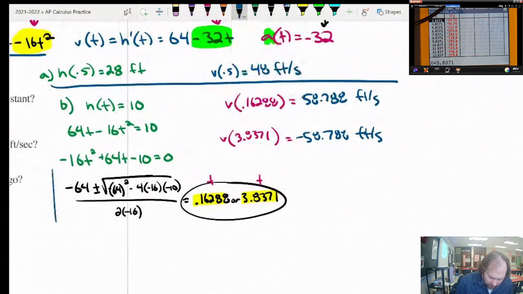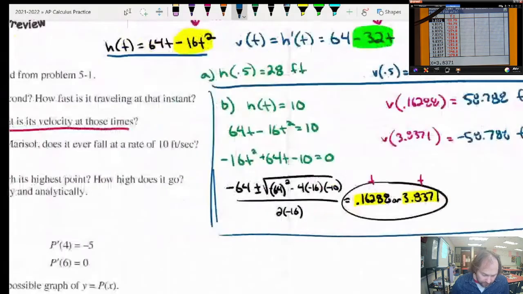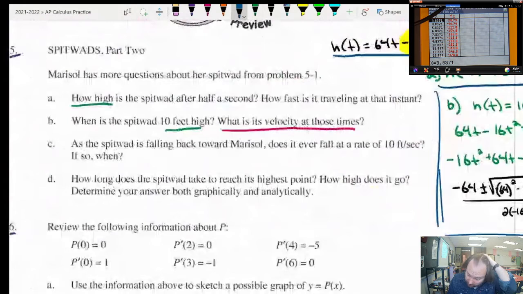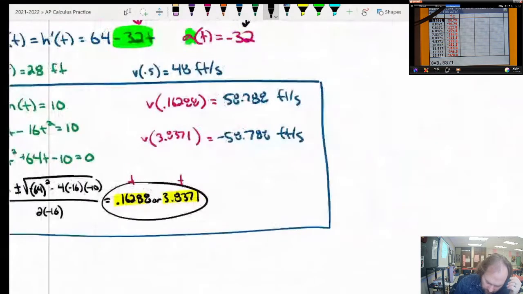Again, you could pause that and just look at the work if you're kind of stuck on all the stuff we did there. Relatively straightforward. There's a lot of legwork to do, but what you need to do is pretty simple. For question C, as the spit wad is falling back towards Marisol, does it ever fall at a rate of 10 feet per second? So this question is asking us if v of t is ever equal to negative 10. I say negative 10 because it's falling at a rate of 10 feet per second, and velocity cares about direction.